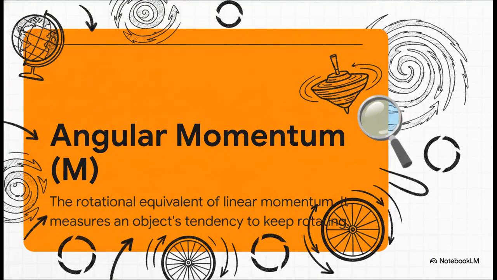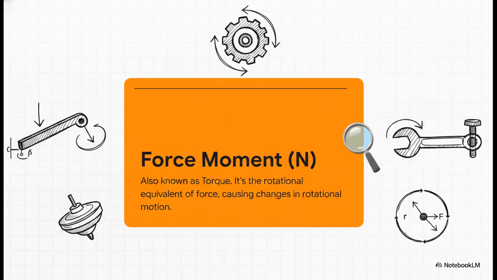First up is this m vector, the angular momentum. So what is this thing really? Well, the easiest way to think about it is that it's just like regular straight line momentum, but for things that are spinning. If something's got a ton of angular momentum, it's going to be really, really hard to stop it from spinning. And then we've got the force moment, vector n. You probably know it by its more famous name, torque. It's a perfect parallel. If a force makes something speed up or slow down in a line, torque is the twist that makes something speed up or slow down its rotation.